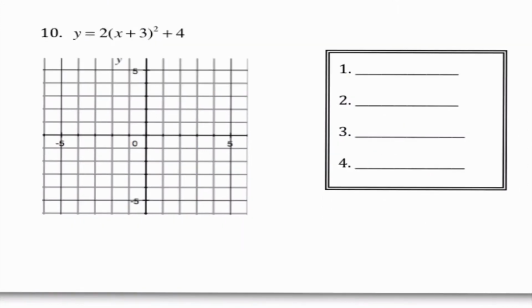Okay, number 10, y equals 2 times the quantity x plus 3 squared plus 4. I know my vertex this time is -3, 4. Our a value is 2, so it's going up, and it is skinny. And my line of symmetry this time is x equals -3. So I'm going to go to -3, 4, and then I'm going up 2 and over 1.